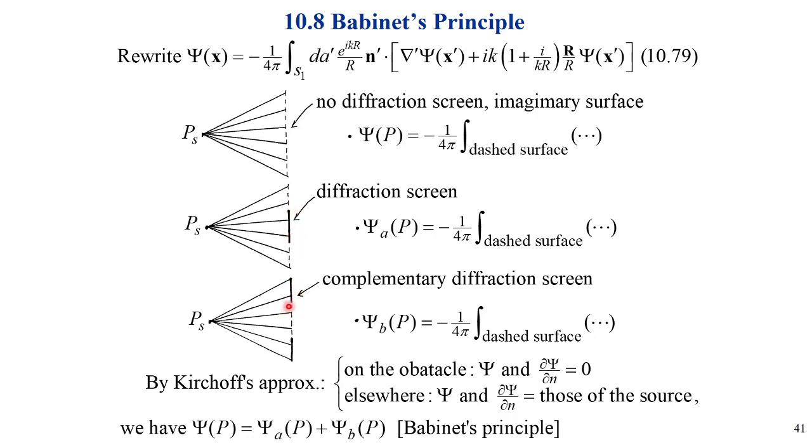The size of this one and this one is exactly the same. So we say it's a complementary diffraction screen, SB. By Kirchhoff approximation, on the obstacle, psi and its normal derivative equal 0. Elsewhere, psi and partial n equal those of the source. So here will be the same as here. That's the Kirchhoff approximation. Therefore, you can imagine this one plus this one will be exactly like this one. That's the so-called Babinet's principle. Looks reasonable.